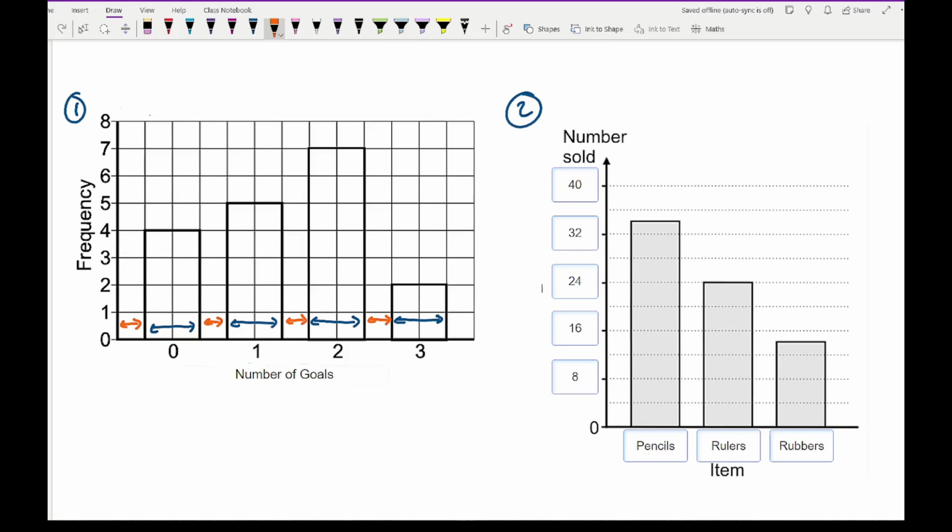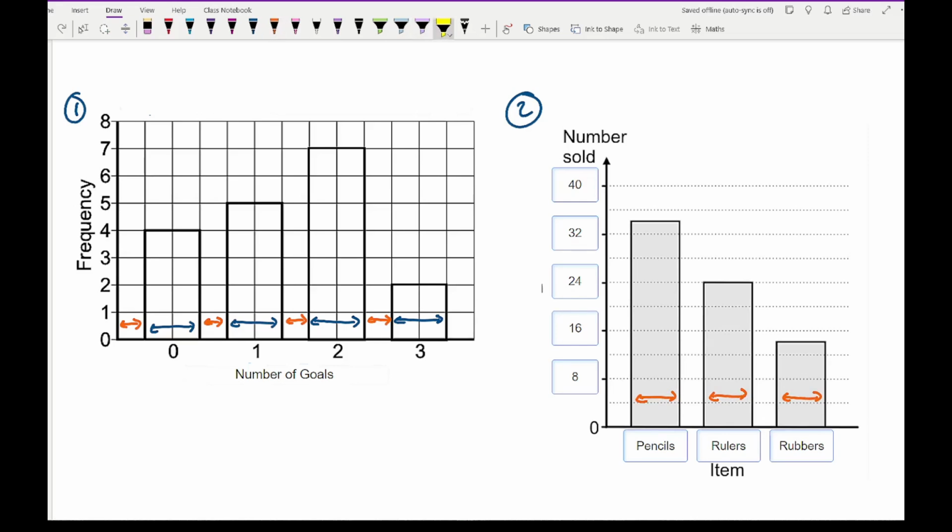Now moving on to example 2. So here you can see that the vertical axis, the frequency, is going up in 8s this time. So you don't always have to go up in 1s. Obviously, if you do go up in 1s, your graph could be particularly big. So you want to make sure that you're using the correct scale to fit the grid or piece of paper that you're working with. And again, each of the bars appear to be equal widths. We've got equal gaps between each of the bars.